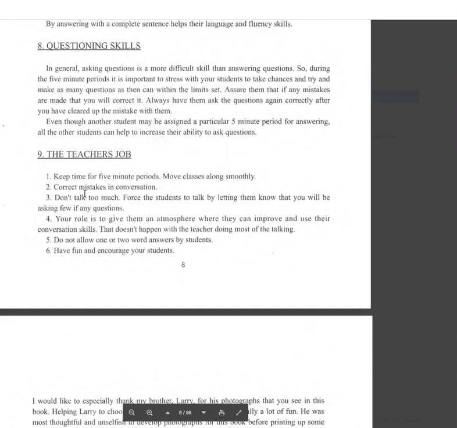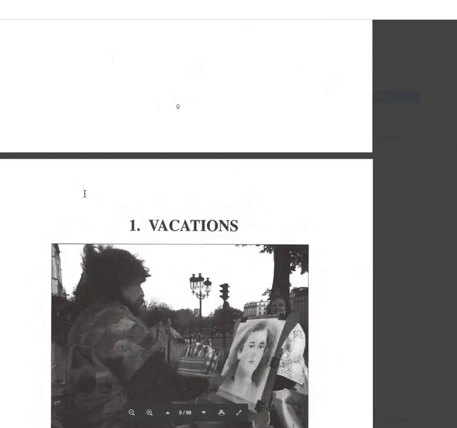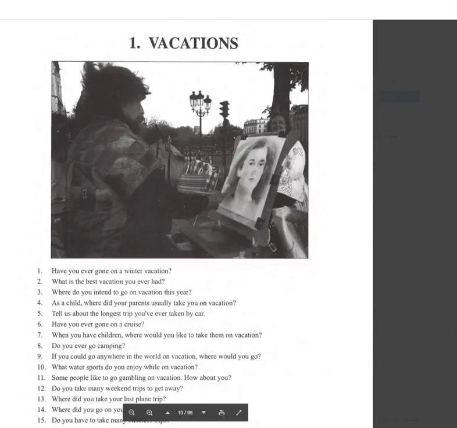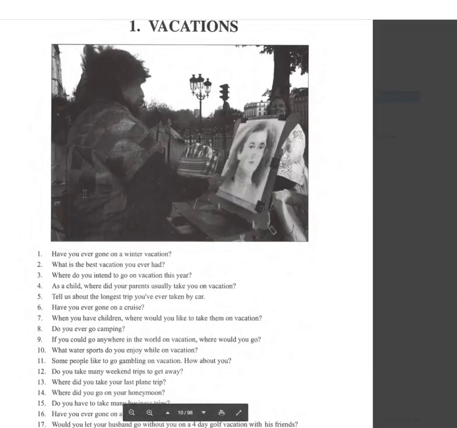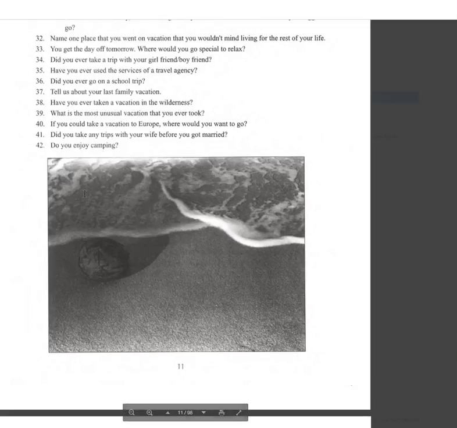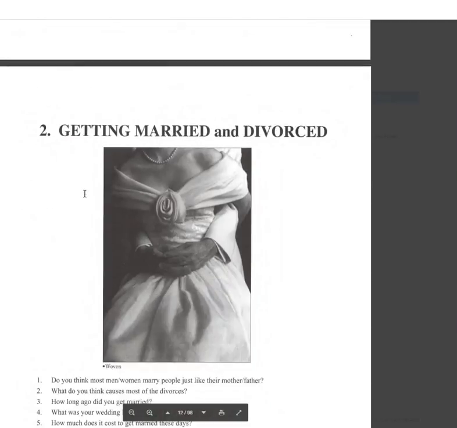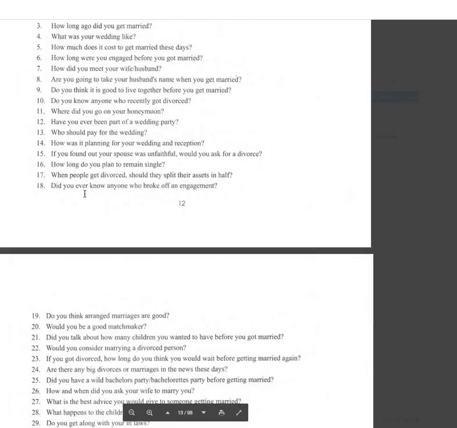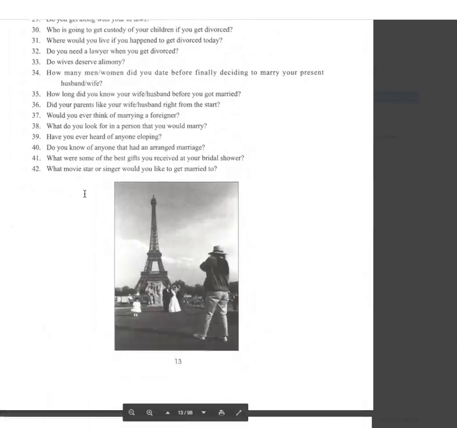This I just put as the teacher's job. And so then we go to the format in the book. Once again, there's 44 topics. This first one is about vacations. I've taken pictures from my brother who gives them to me for the book. And as you can see, there's about 40 questions per topic.